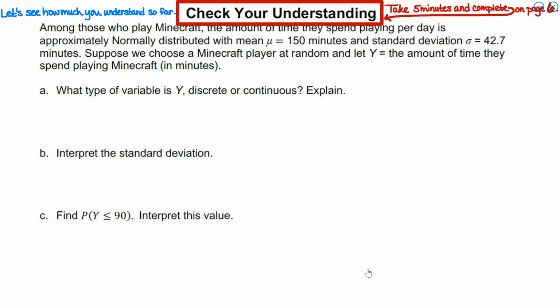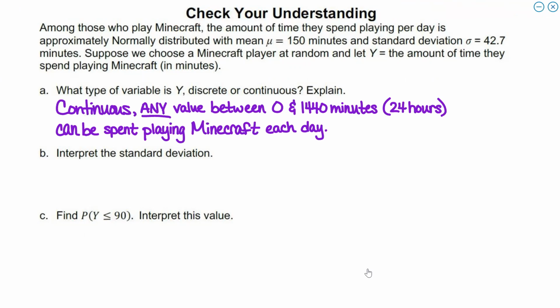It would be continuous. Somebody could play for 172.5 minutes. Or they can play for 172.2 minutes or 172.01 minutes. If somebody's got a good enough stopwatch, we can start and stop at any time here. So this would be continuous. Any value between 0 and 1,440 minutes, that'd be 24 hours, can be spent playing Minecraft each day. If you can take any value, then it's continuous. If you can only take specific values, then it is discrete.